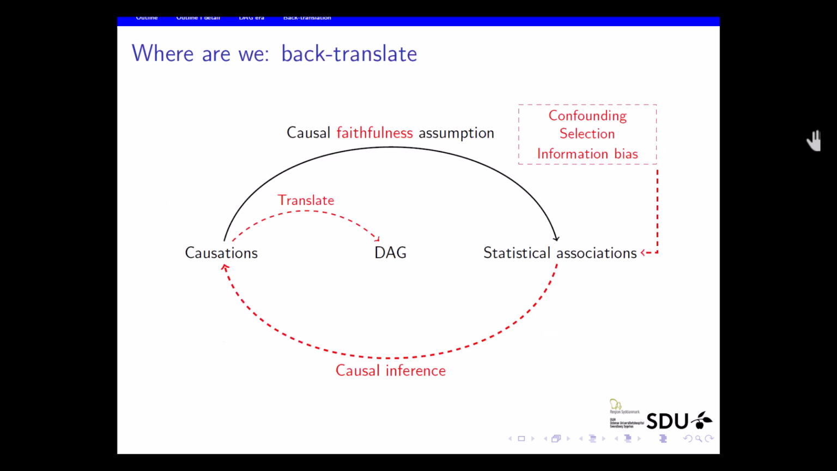Back translate. For a given DAG, we should be able to back translate the DAG to causal relations between the variables within the DAG.